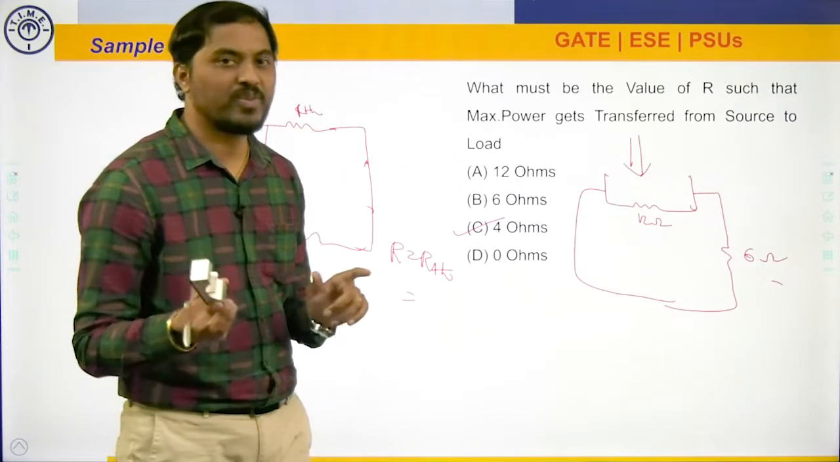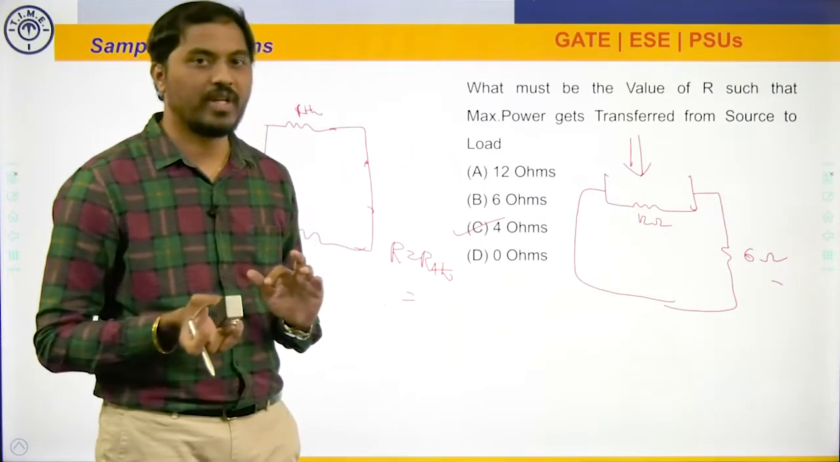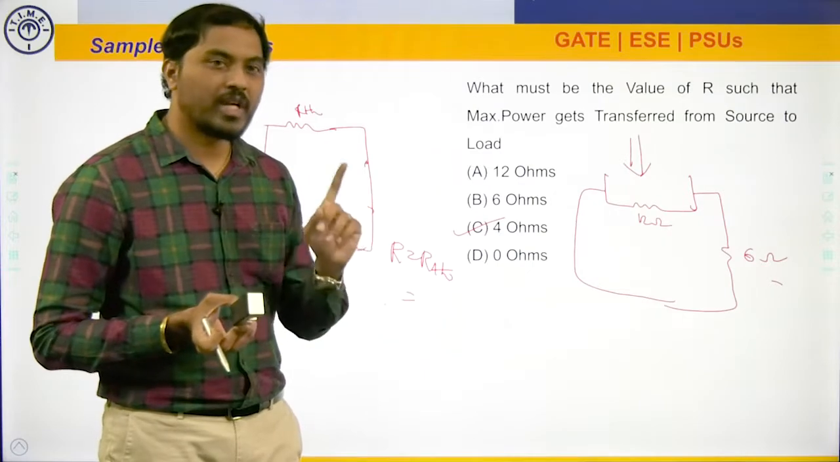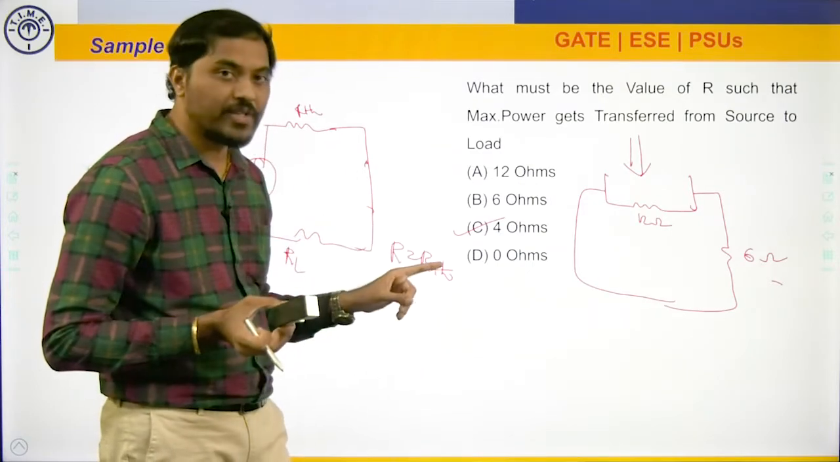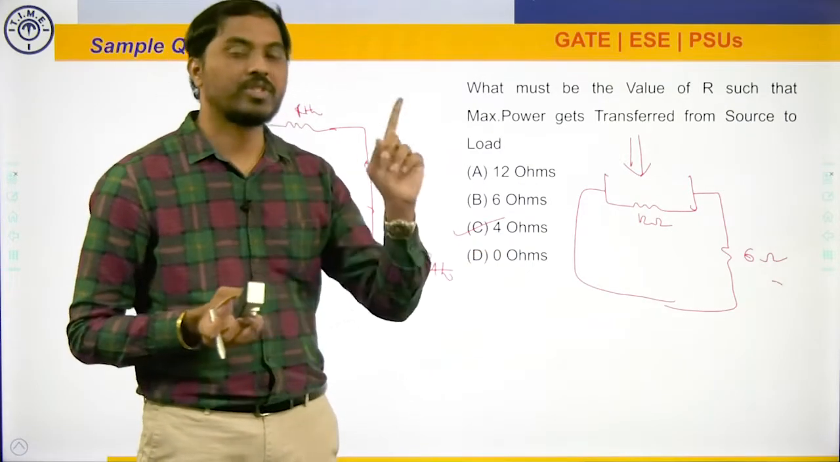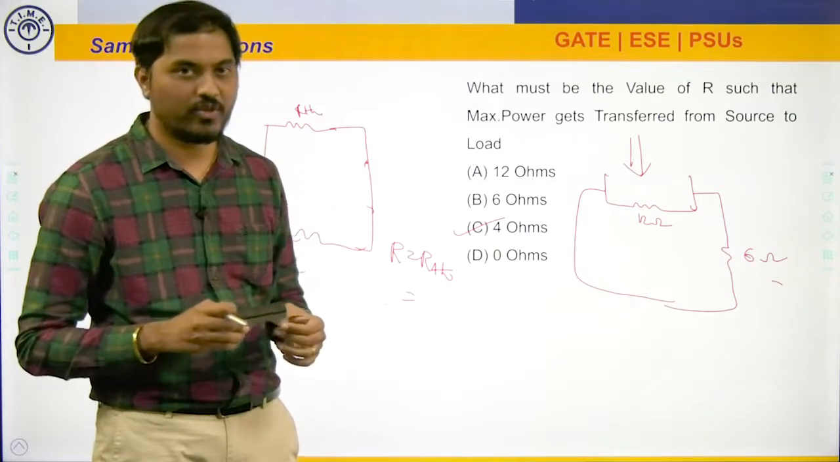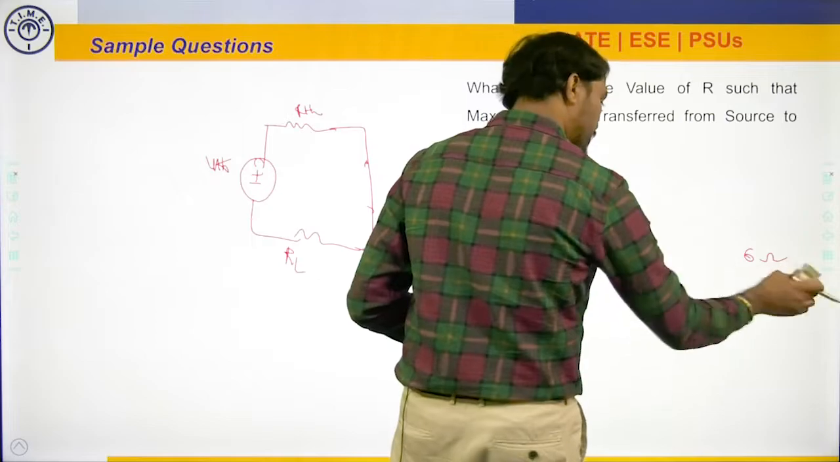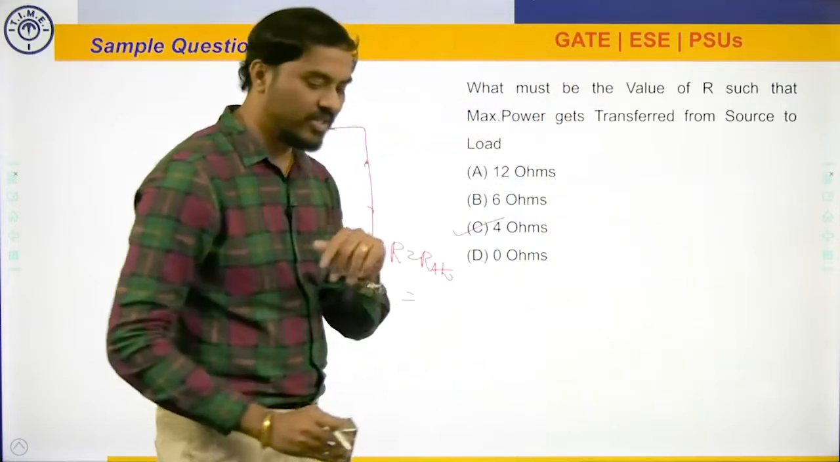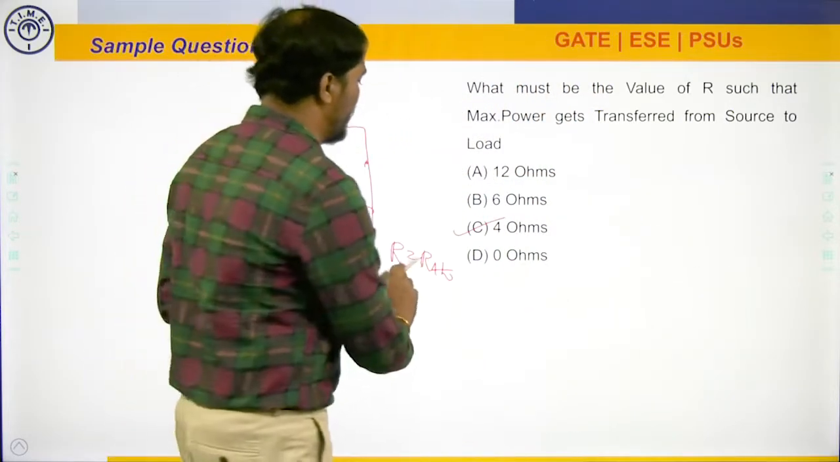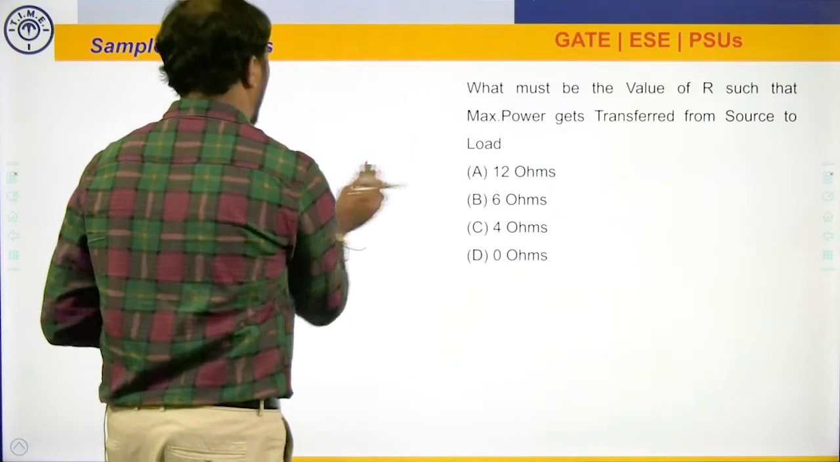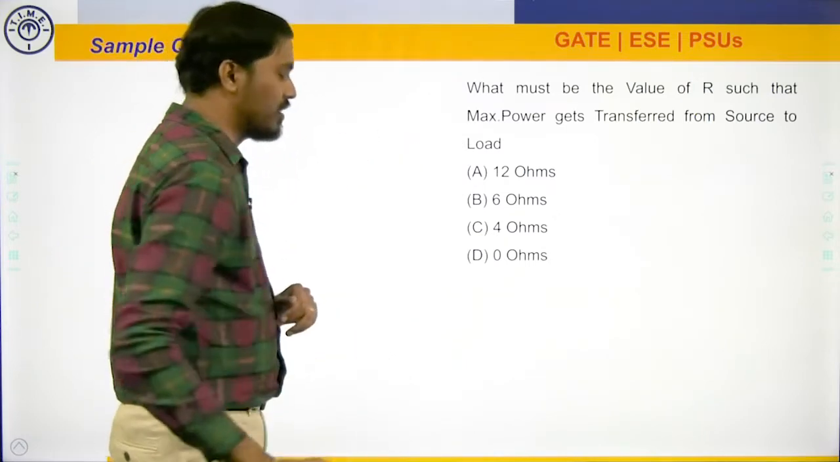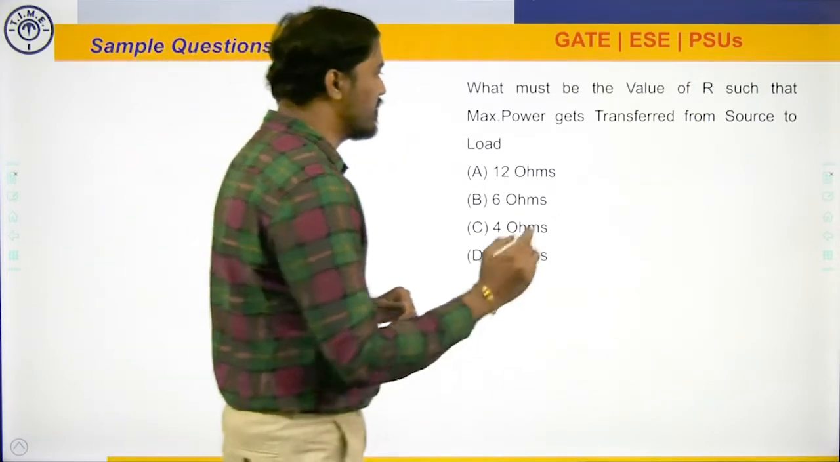I hope you got the difference between the previous circuit and this circuit, right? When load is variable, the condition is RL should be equal to RTH. When source is variable, what is the condition? RTH must be equal to 0. Okay. Now, let me give you the same question, circuit is different again. What must be the value of capital R such that maximum power gets transferred from source to load?